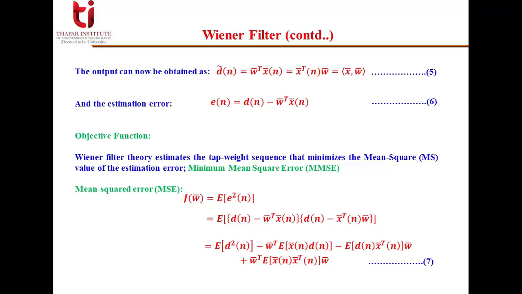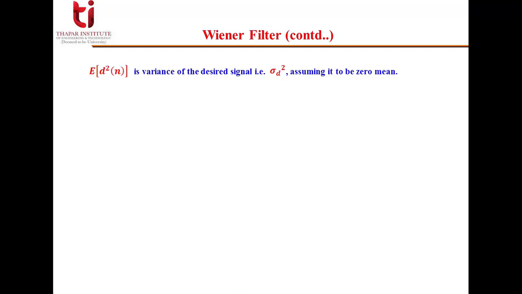Starting with expectation of d square n. d n is nothing but the desired signal. So expectation of d square n is the variance of the desired signal. We can represent it with sigma d square, and we are assuming that the mean of this is 0.